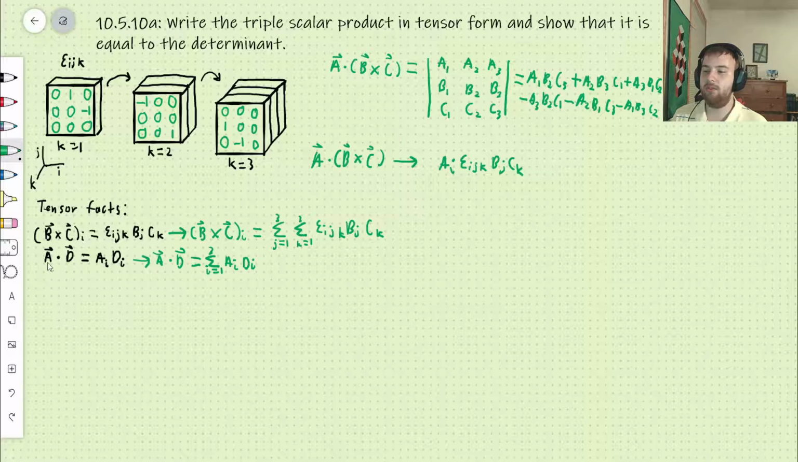So yeah, the dot product, as you can see, is just: you take your two vectors and you sum. You have the two indices and you just sum over. So this would be the same as saying a1 d1 plus a2 d2 plus a3 d3. It's just a lot more condensed to write it as ai di and have the rest of it be implied.